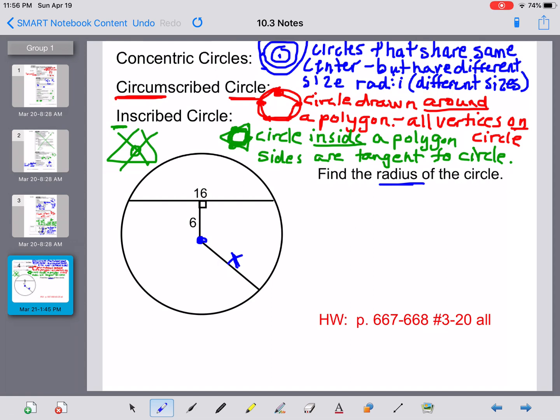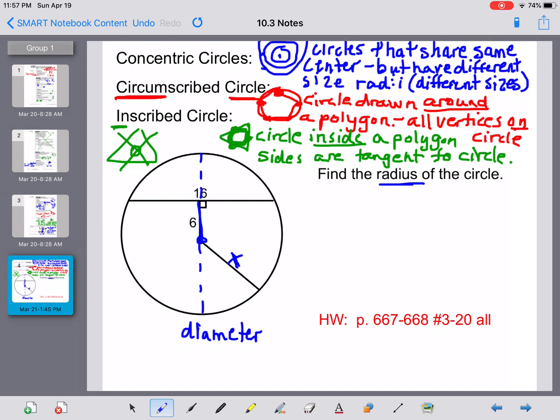One is this segment that has this 6 on it. If I extended this segment, I'm going to make it dashed because it's not really in there, but I do want you to look at that. If I extend that segment, that's a diameter. Now, they only gave me part of the diameter, from here to here, but if I extended it, it is the diameter. And it's perpendicular to that chord that has the 16 on it.